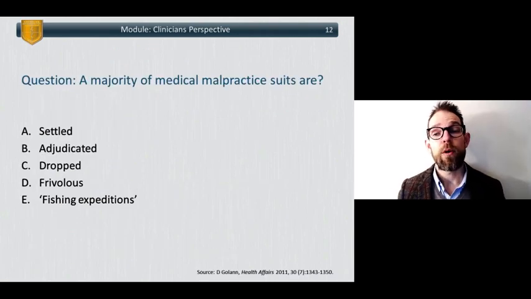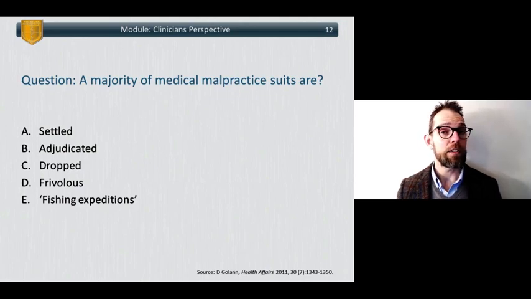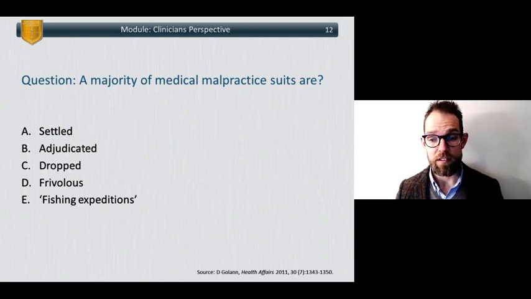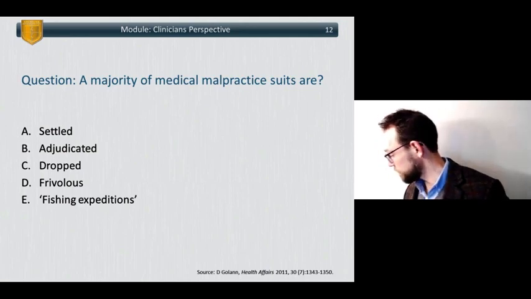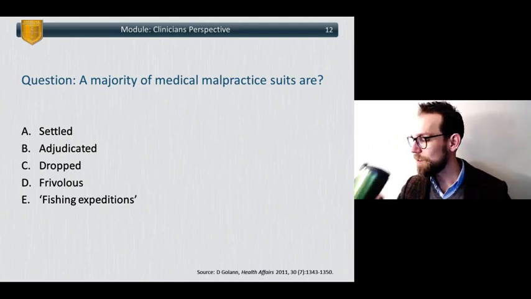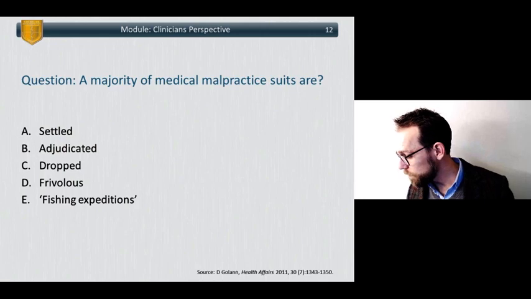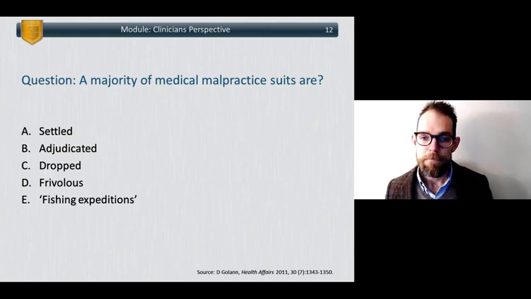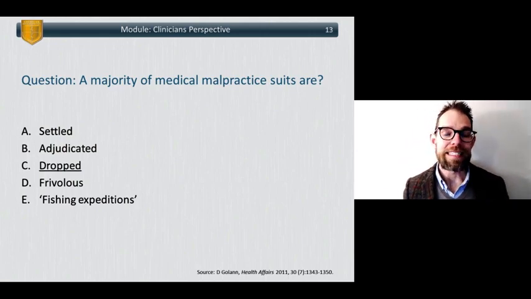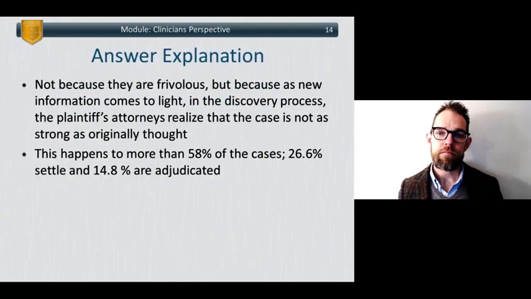Question. A majority of malpractice suits are: A, settled; B, adjudicated; C, dropped; D, frivolous; or E, fishing expeditions. And the answer here is C, dropped.